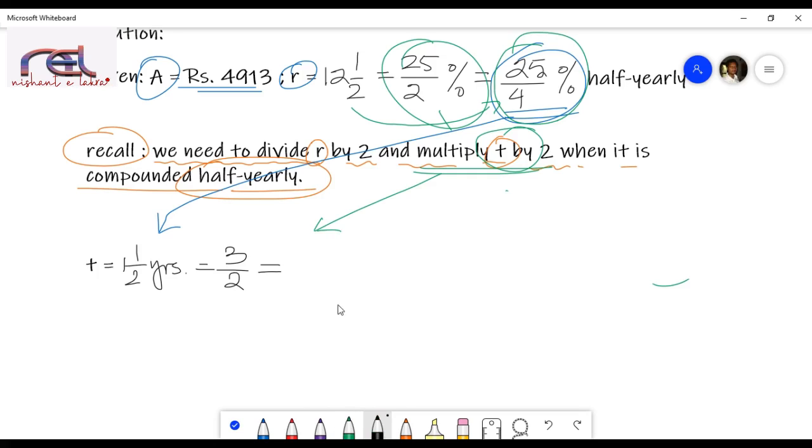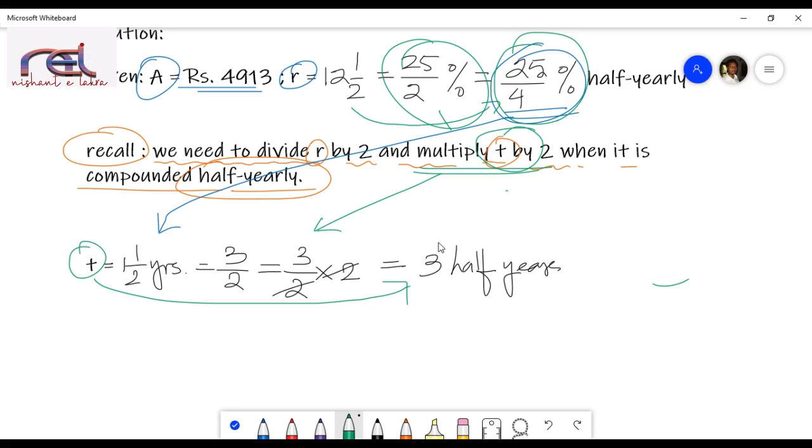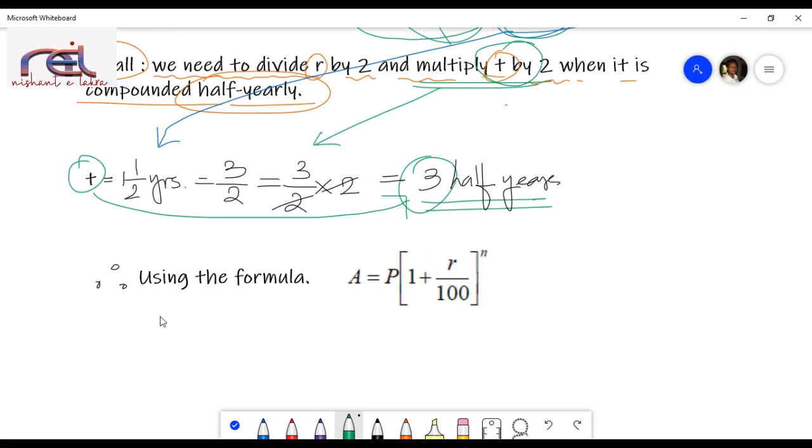Right, multiply t by 2, so 3 by 2 into 2, both the 2's will get cancelled, the denominator and the numerator, so we are left with 3 half years. So how much is time? 3 half years. Again, I am reminding you, we're solving a problem based on interest compounded half yearly. When we have to solve a problem based on interest which is half yearly, then we'll have to use these rules.